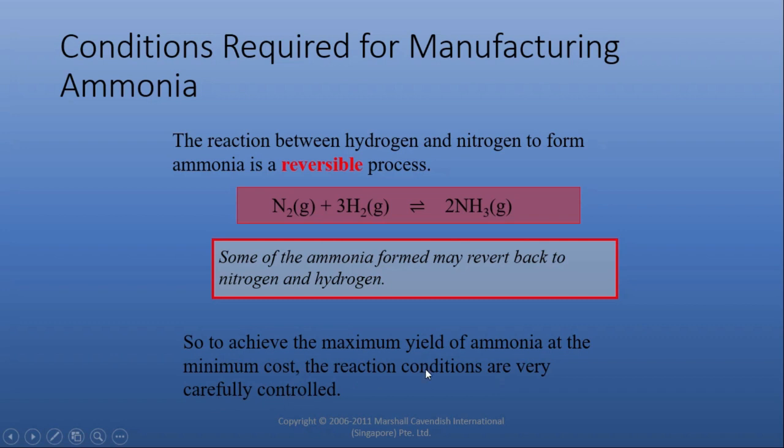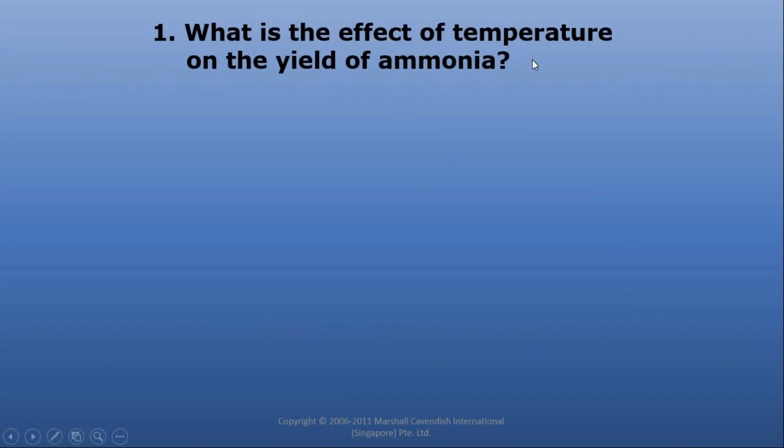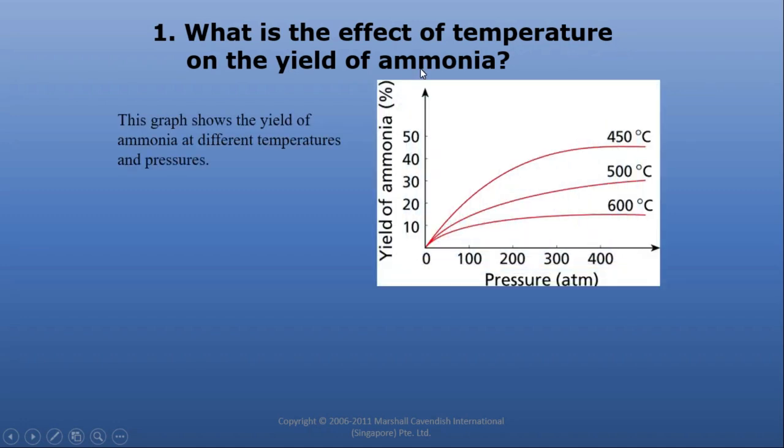So how many conditions had we discussed in the last lesson? Temperature, pressure and catalyst. 3 conditions. Let's discuss temperature first. What is the effect of temperature on the yield of ammonia? This graph will show you the yield of ammonia at different temperatures.